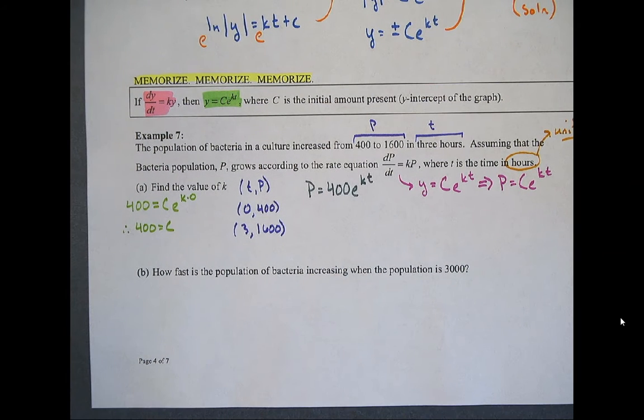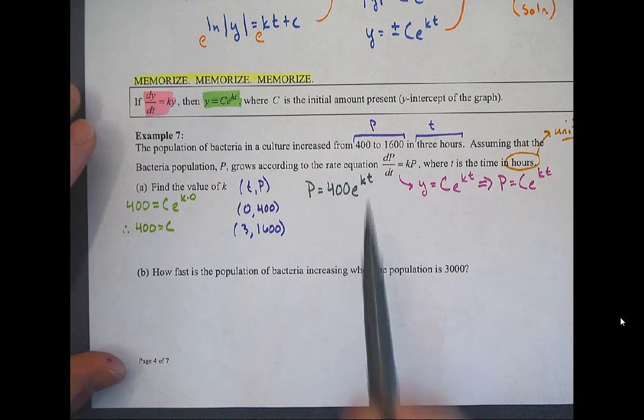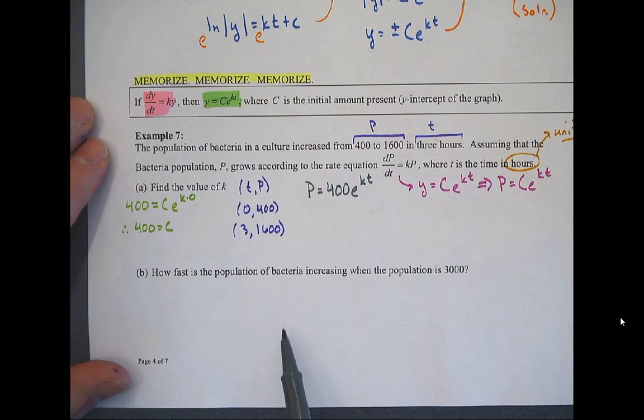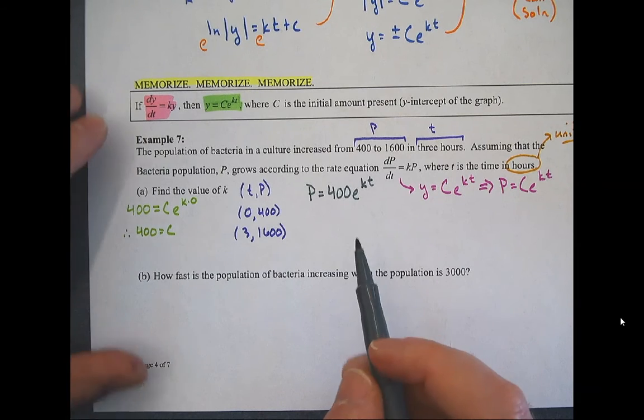But the question was find the value of k. We've got this as our starter, so what can we do to figure out the value of k? Well, I'm going to use the other point, and plug that in for P and t to see what k would be. I'm going to encourage you to try that on your own. See how you do. Pause it.